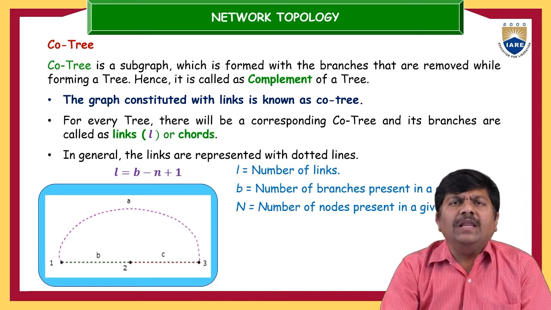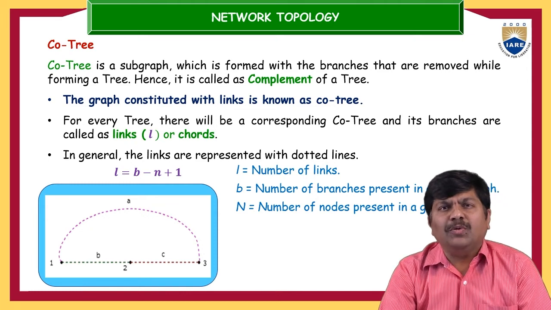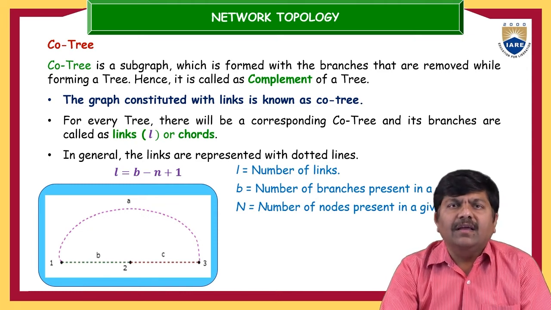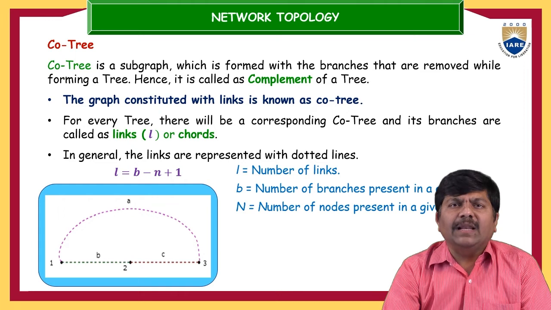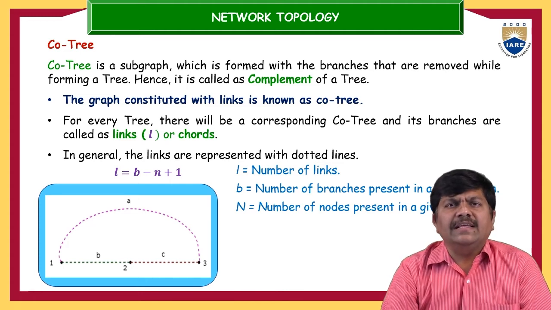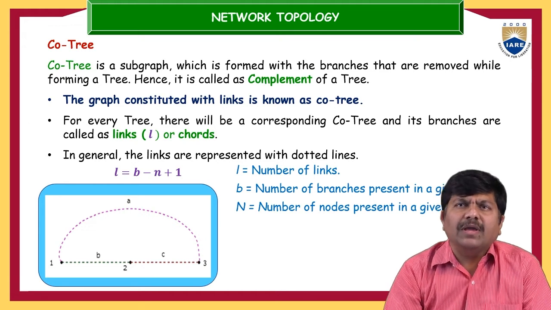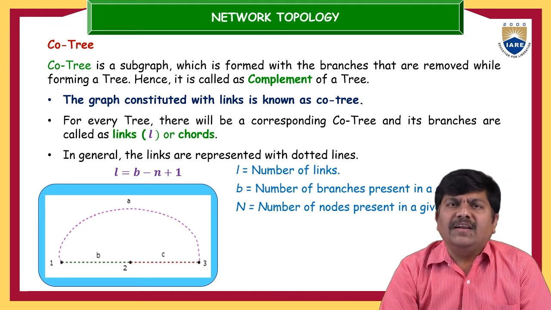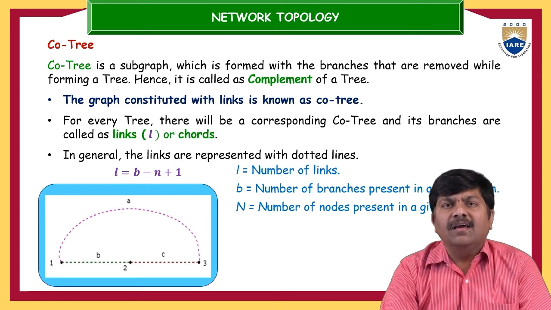In general, how many links may the graph have? How many elements do we have to eliminate in order to form the tree? How many links are required to form the co-tree? Mathematically it can be found by using L = B - N + 1. Here B is the total number of branches, N is the number of nodes, and plus 1. If you use this formula, you can easily find the number of links in the co-tree, or the sides of the co-tree. Those are nothing but the links or chords.